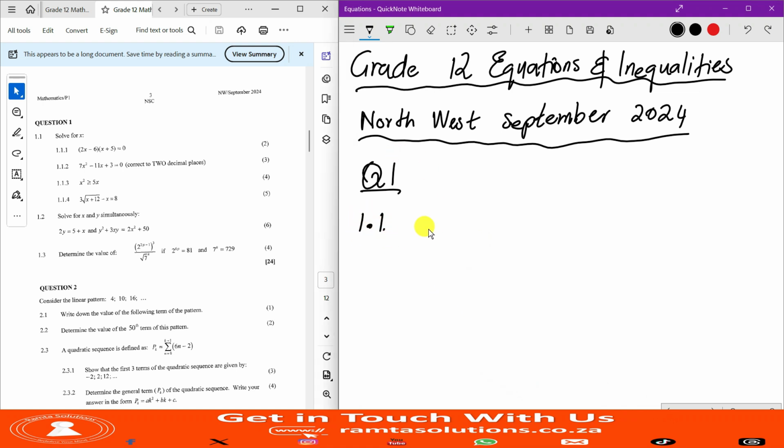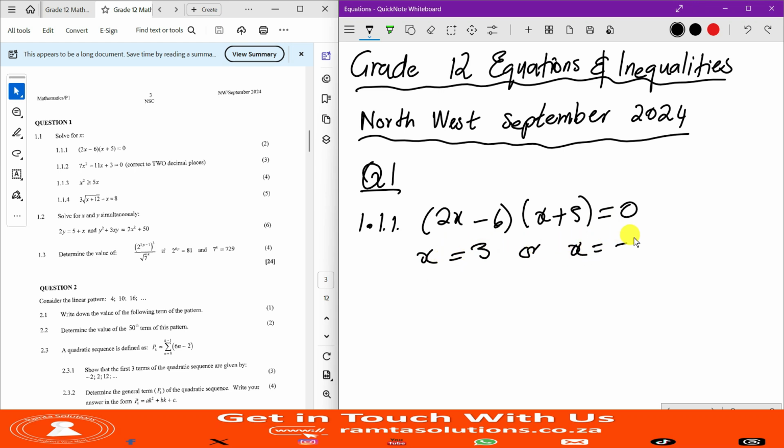1.1, solve for x. 1.1.1: (2x minus 6)(x plus 5) equals 0. If you like, this is 2x equals 6, then it becomes x equals 3, or x equals negative 5. Happy? Great.